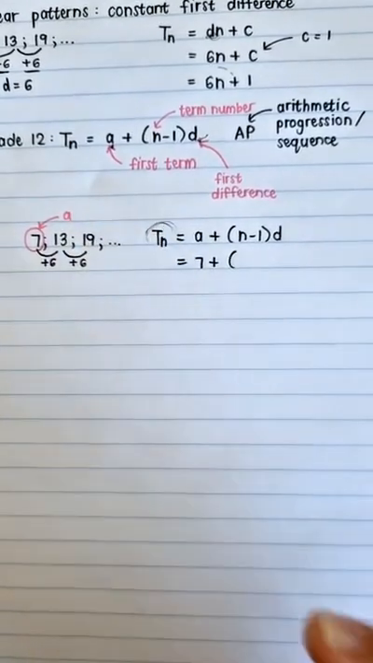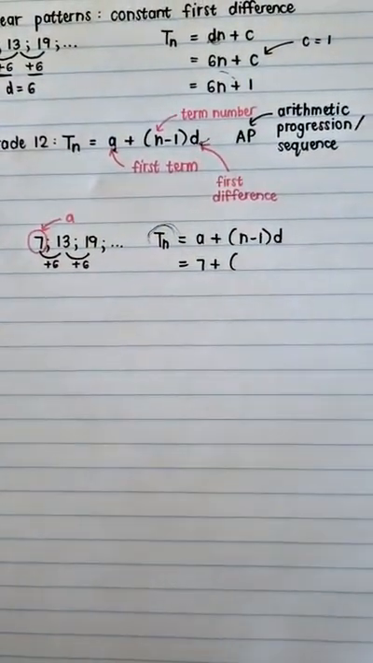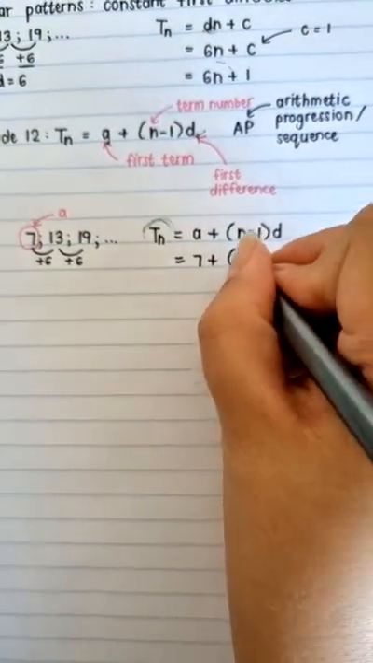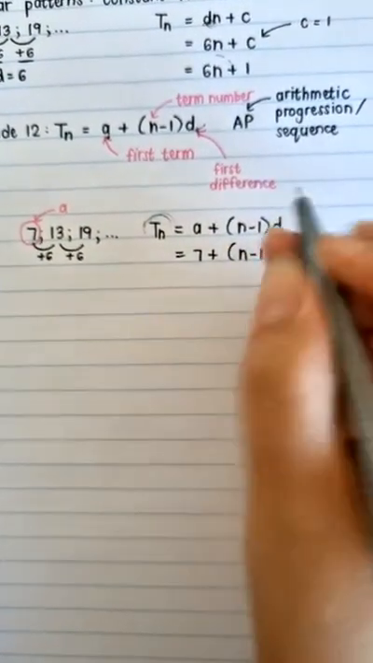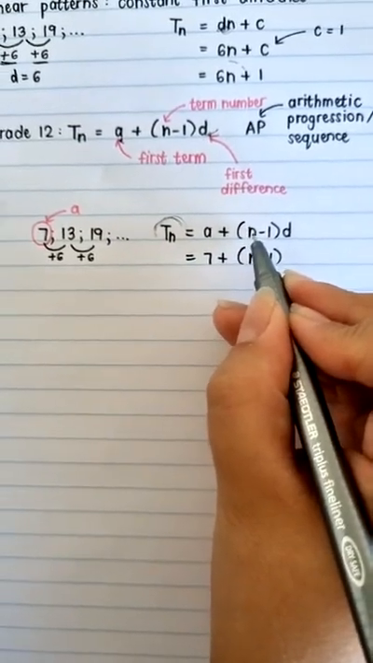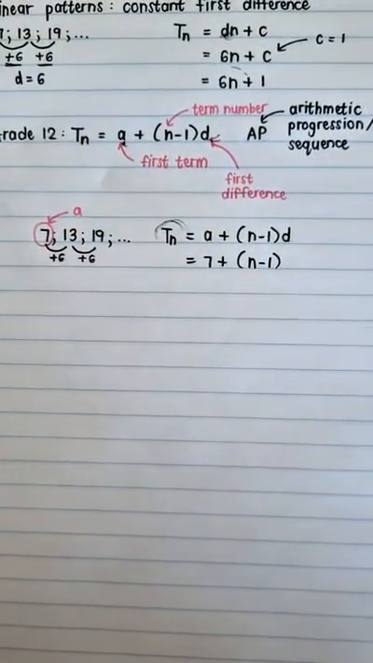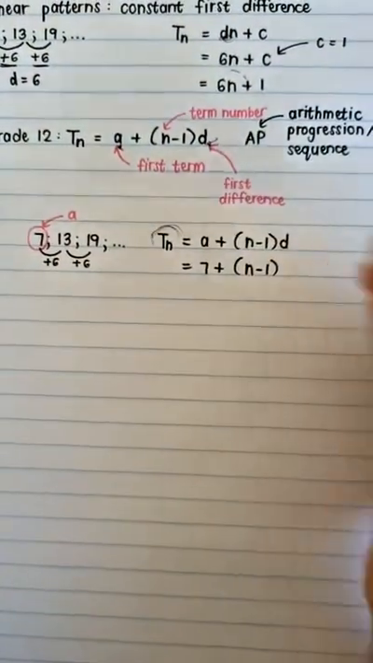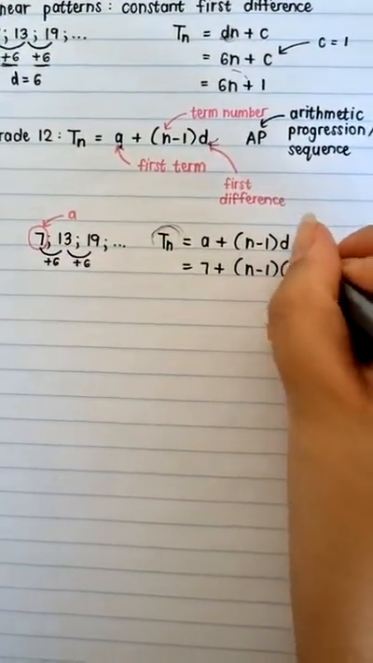All right, so it's like you're finding the formula for this number pattern. Okay, so we have 7 plus. They're not asking us for a specific term, so we don't know what n is. We don't know what the term number is. So we're going to leave it as n. And then d is now the constant difference, the number that we're adding each time.